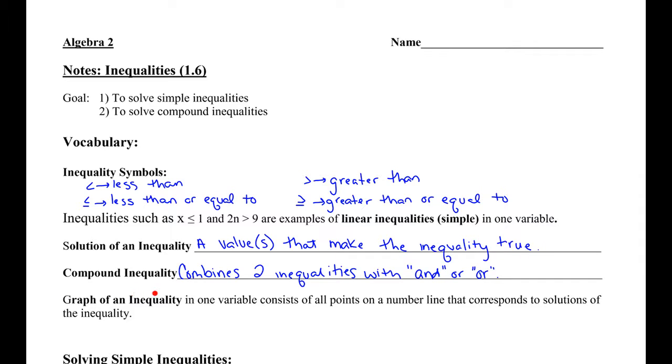A compound inequality combines two inequalities with the word "and" or the word "or." Your graph of an inequality in one variable consists of all points on a number line that correspond to solutions of the inequality. Let's scroll down and look at the examples below.